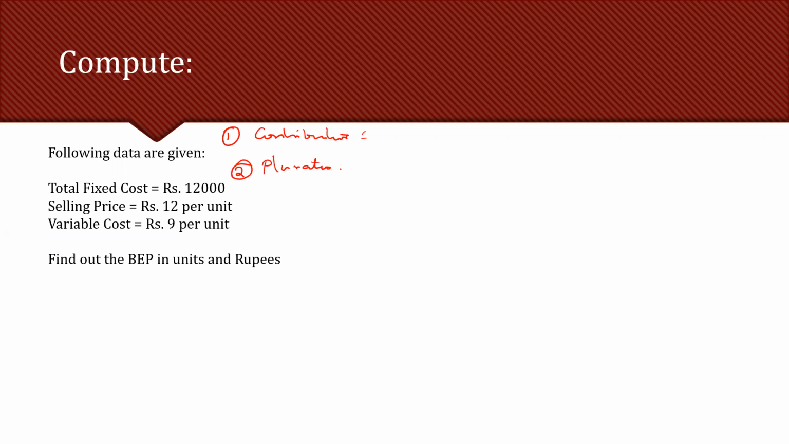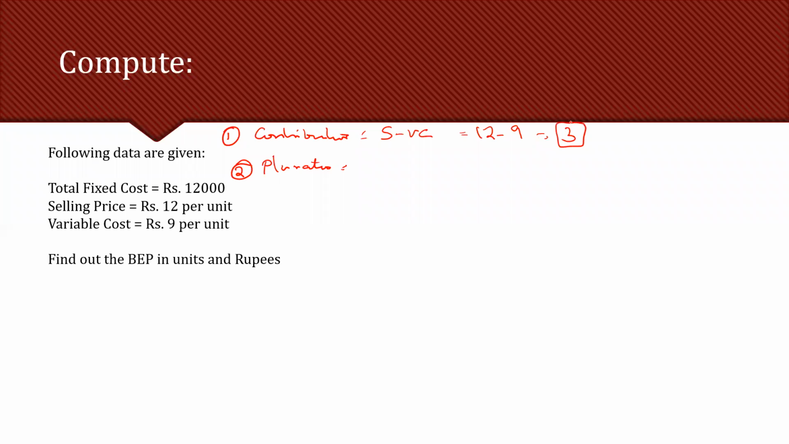What is the contribution? Which formula can you apply? Sales minus variable cost. In this case, is it the total or per unit that is given? Per unit. Both of them are given per unit, right? So use that. What is the selling price? 12, minus variable cost 9. Contribution per unit is 3.